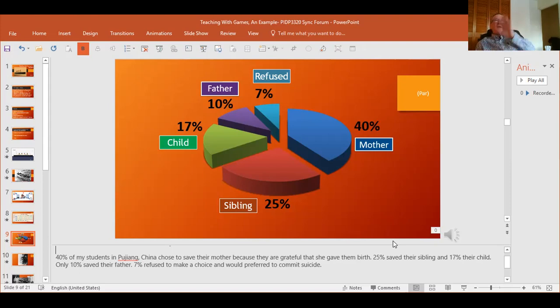There are a few things that I can comment on here. Number one, students told me that the reason, and some of them, not necessarily all, expressed their opinion about that, but those that spoke out said that they choose their mother because they are grateful to her that she gave them birth. So this is gratefulness, to be grateful for that gift, the gift of life. My mother gave me the gift of life.